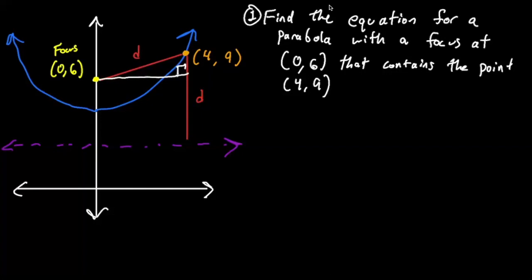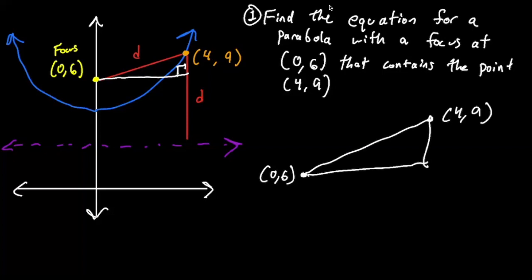So if we think of the triangle formed between the point (0, 6) and (4, 9), draw a quick sketch of what that triangle would look like down here. We have (0, 6) at this point, and we know this point is (4, 9). What we can do is find this distance D because it's the hypotenuse of this right triangle. So the horizontal distance here is going to be 4, between 0 and 4. The vertical distance is between 6 and 9.